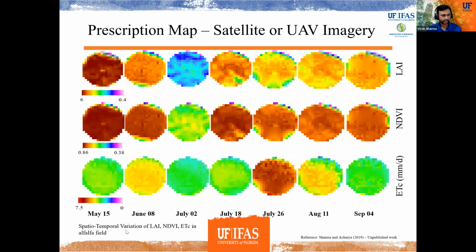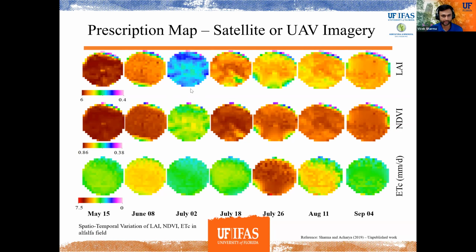This is for the alfalfa crop. You can see that with proper tools, we can assess the variability very precisely. For example, right around the third map, you can see there's a drastic change. If you look at alfalfa practice, alfalfa has regular cuts, so right around this time, we harvested the alfalfa.